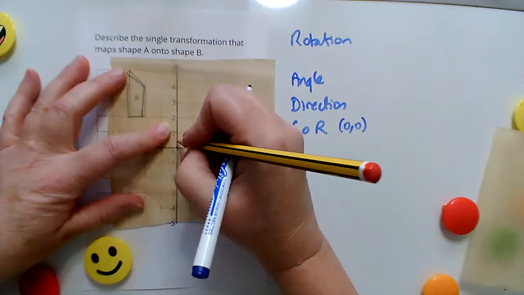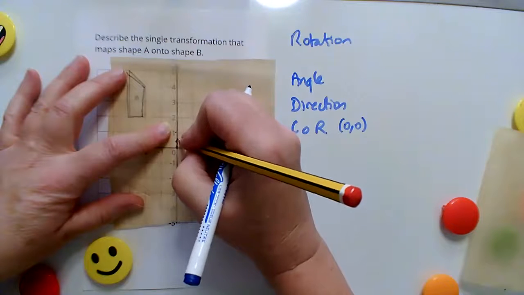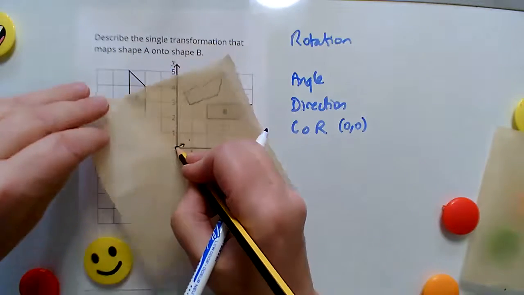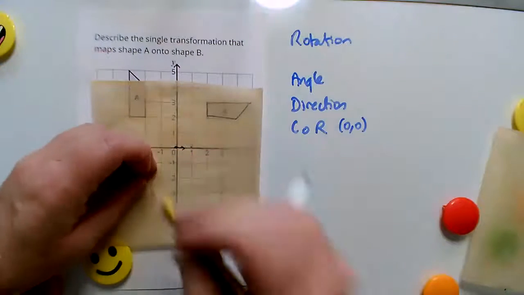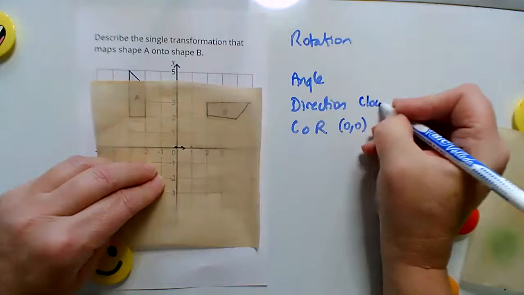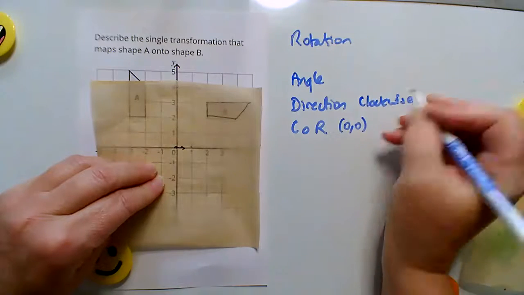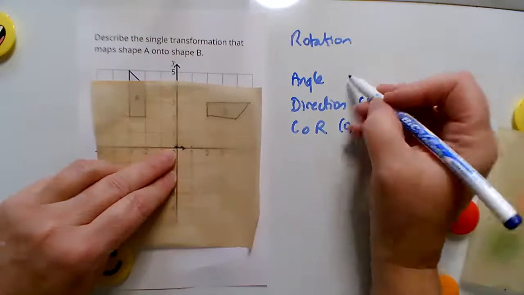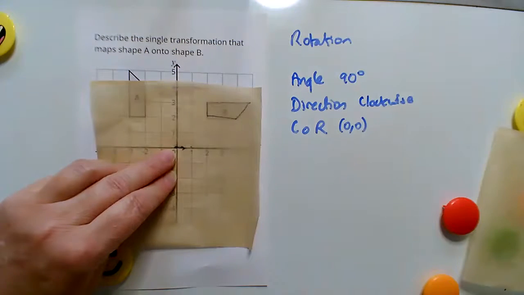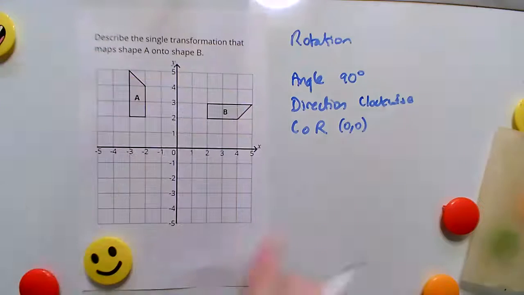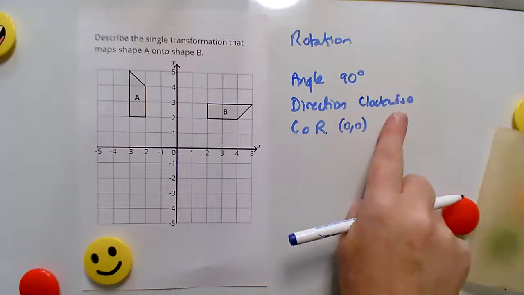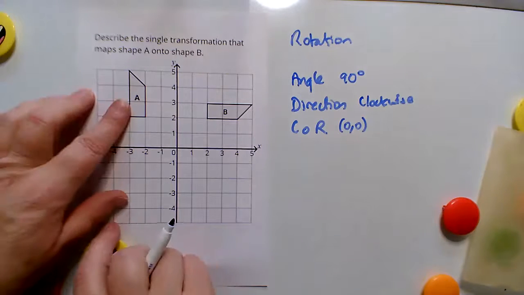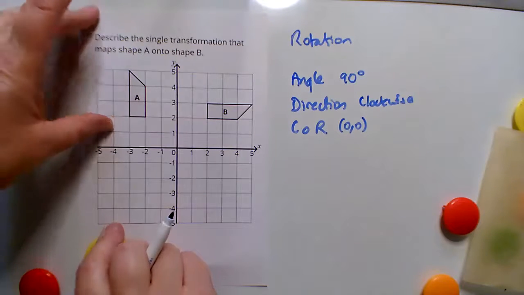Now, the direction, I'm just going to do a little up arrow. Now, I spun the paper clockwise. So the direction is clockwise. And the angle, well, this little arrow turned a 90-degree angle. So a 90-degree rotation, clockwise, center of rotation at 0, 0, describes how we're going to map shape A onto shape B.